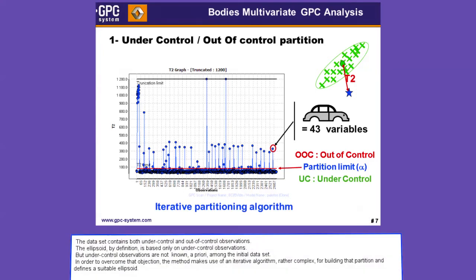The dataset contains both under control and out of control observations. The ellipsoid, by definition, is based only on under control observations. But under control observations are not known a priori among the initial dataset. In order to overcome that objection, the method makes use of an iterative algorithm, rather complex, for building that partition and defines a suitable ellipsoid.